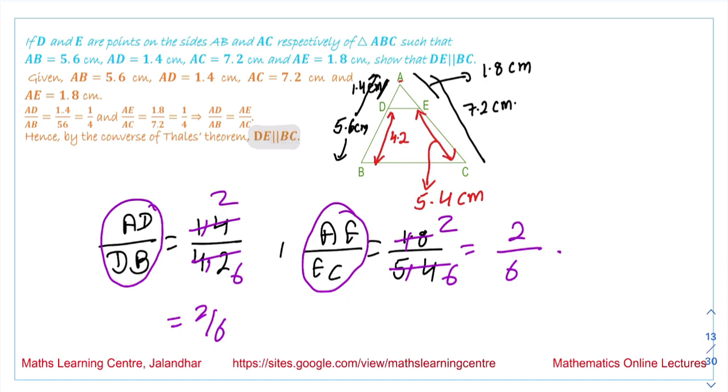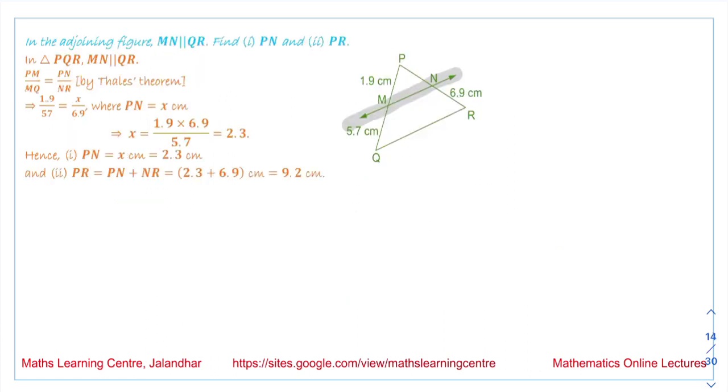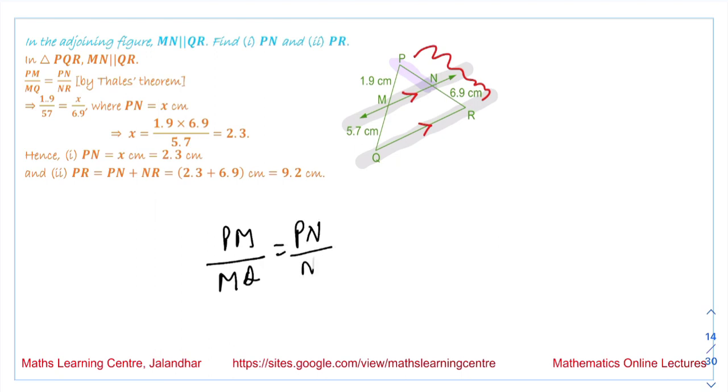Next, in the adjoining figure, MN is parallel to QR. These two lines, MN and QR, are given to be parallel to each other. We have to find the value of PR, where this length is PN. So by the basic proportionality theorem, we have PM over MQ equal to PN over NR.